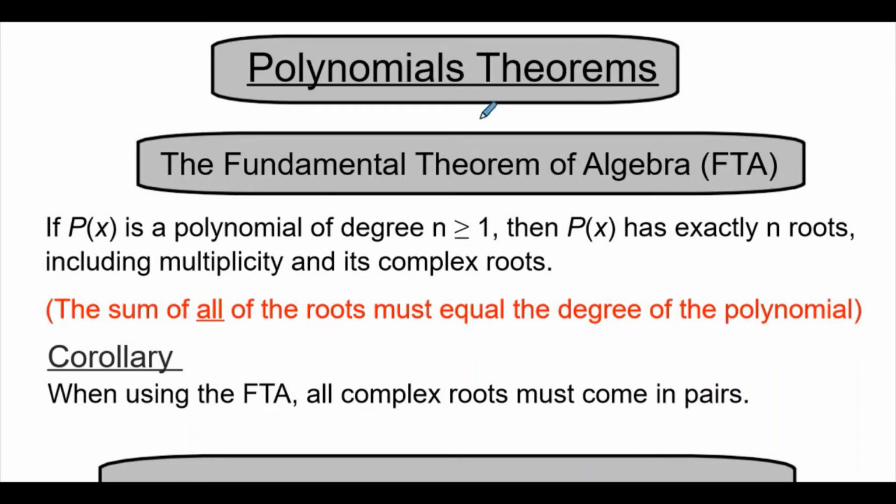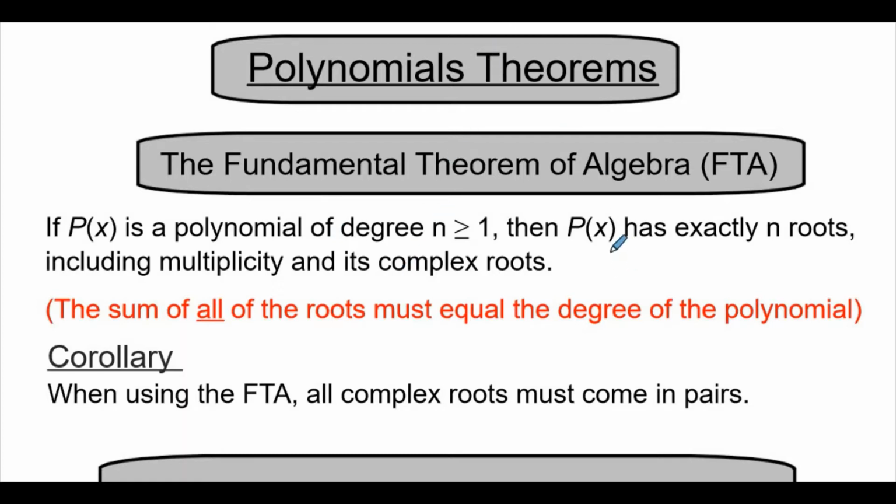So in this fourth lesson, we're going to take a look at some polynomial theorems. And we're going to start with a very important one called the fundamental theorem of algebra. And it says if you have p of x as a polynomial of degree n greater than 1, then p of x, meaning polynomial function, that's why they use a p, has exactly n roots, including multiplicity and its complex roots. So let's kind of decode that.